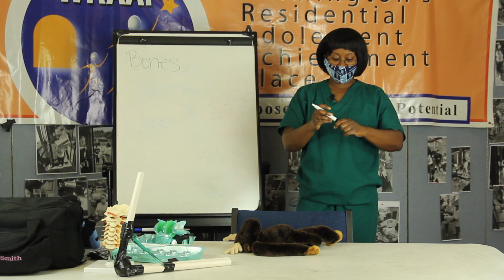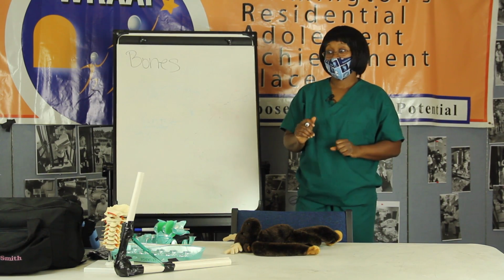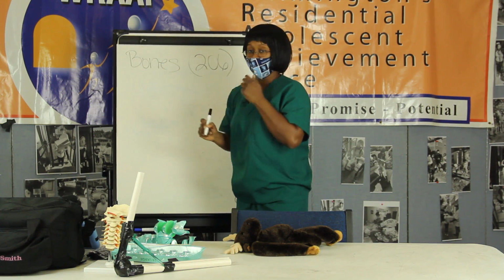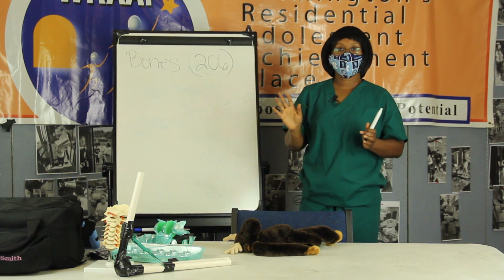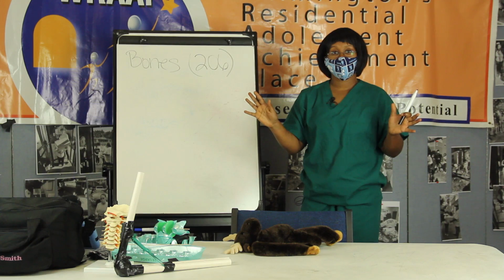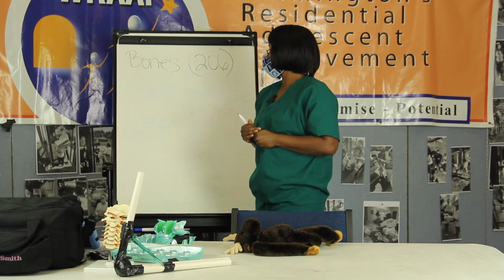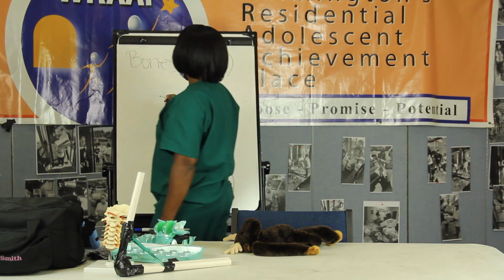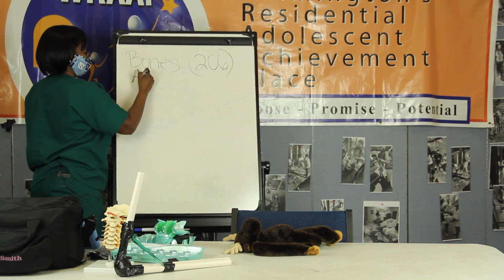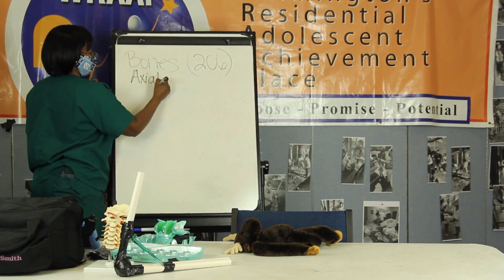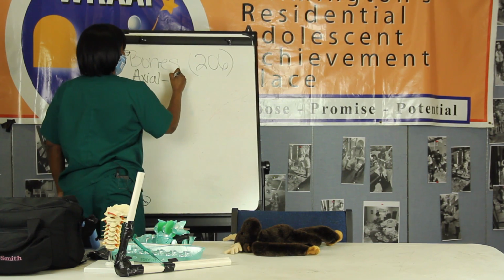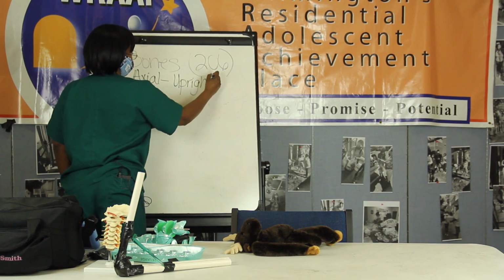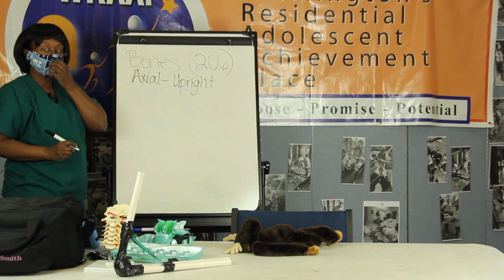So we like to put the bones, all 206 in our body, that's how many bones are in the body, unless you have extra fingers and toes and things like that. But we like to put them in two different categories. The first one is called the axial skeleton. The axial skeleton keeps us upright, just like we want Mr. Moose to be upright by himself.